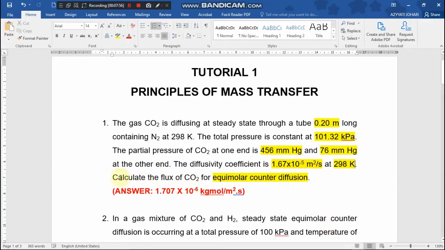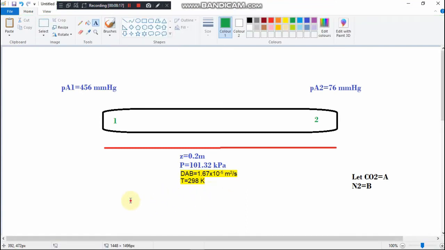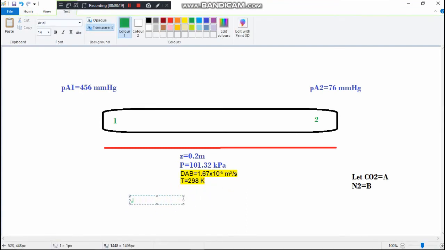And then the question asks you to calculate the flux for CO2 for equimolar counter diffusion. So for equimolar counter diffusion, the value of flux will be in terms of J. CO2 is component A, so the question asks you to find J A, the flux.